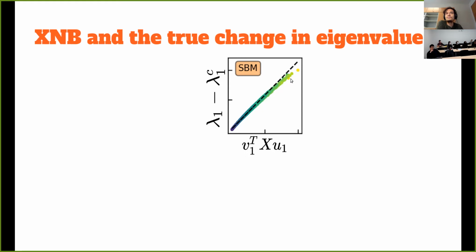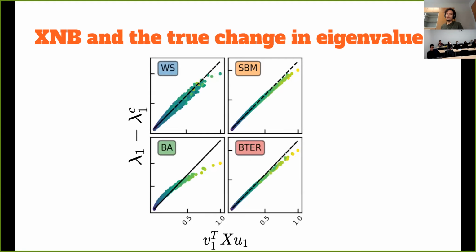So every dot in this plot is a node chosen at random from graphs drawn from the stochastic block model. The vertical axis is the actual difference in the eigenvalue when removing this node. This is the X non-backtracking centrality of that node. You get a beautiful correlation that is even almost linear. I have no idea why it should be linear. The theory tells you that these should be correlated. It doesn't necessarily tell you that they should be linear. So I don't know why that happens.